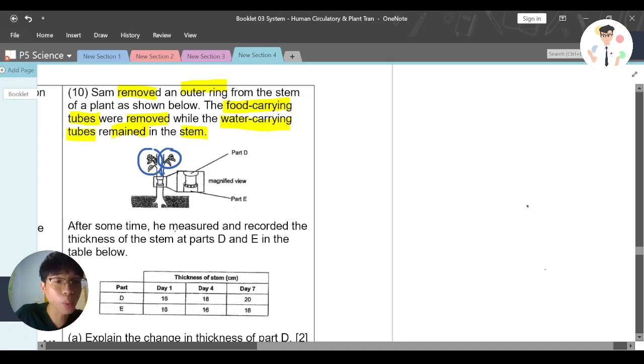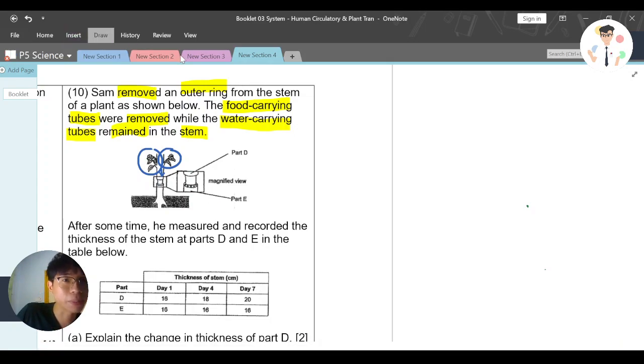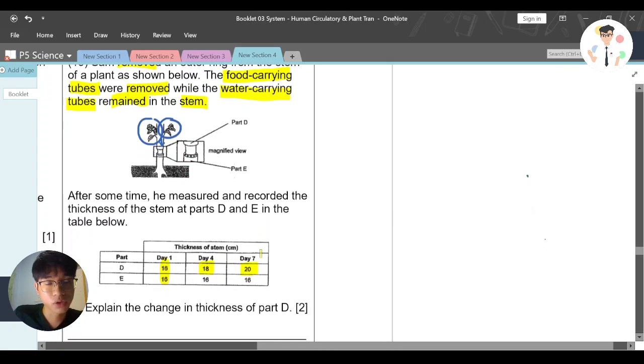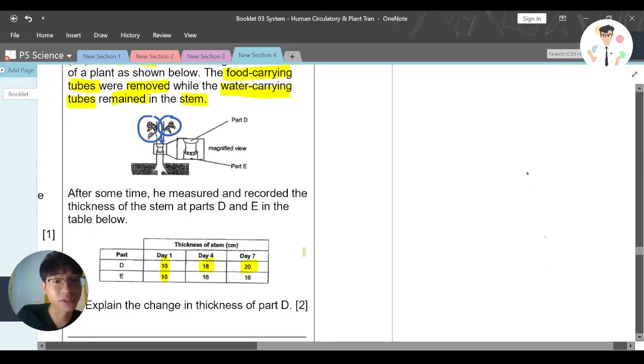Now what happened is after some time, he measured and recorded the thickness of the stem at part D and E. You can see that at first, parts D and E are the same. But on day 4, D is bigger, and on day 7 it is even bigger. So it has really increased in size. Now part A: explain the changes in thickness.